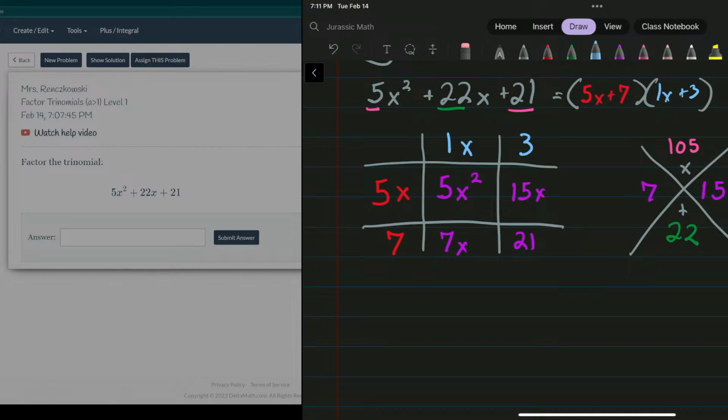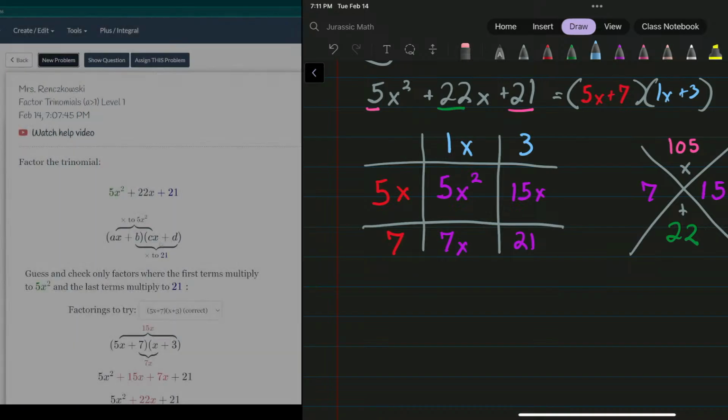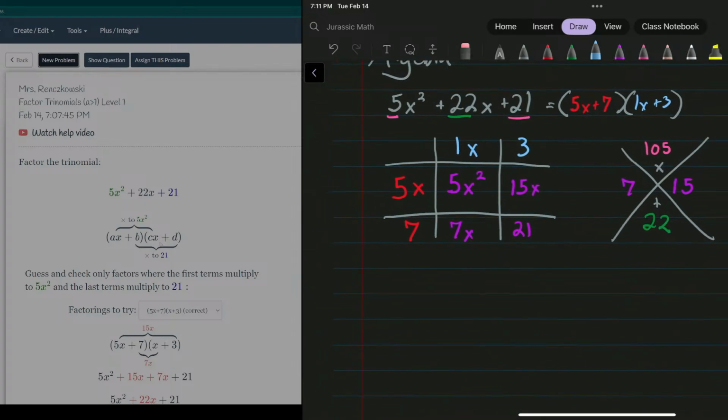Type it into my beautiful Delta Math program. 5x plus 7 and x plus 3. Enter. Yay! Got it right. Sweet.